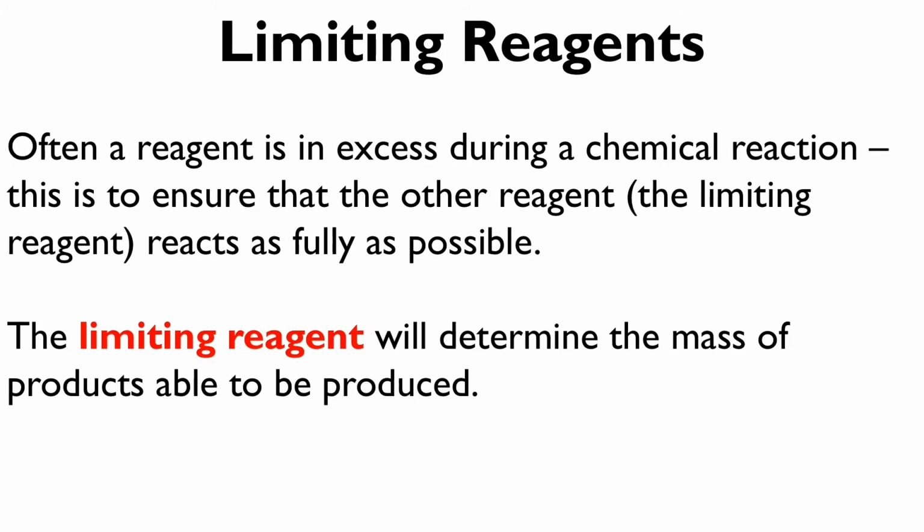Limiting reagents. So often in a chemical reaction, in fact usually in a chemical reaction, one reagent is in excess. This is to ensure that the other reagent, which is the limiting reagent, reacts as fully as possible. Okay? The limiting reagent will determine the mass of products able to be produced. So this is the type of question where you might get asked to calculate which one is in excess, or you might be given information on two of the reactants, or essentially you might be just directly told this is a limiting reagent, determine which it is.